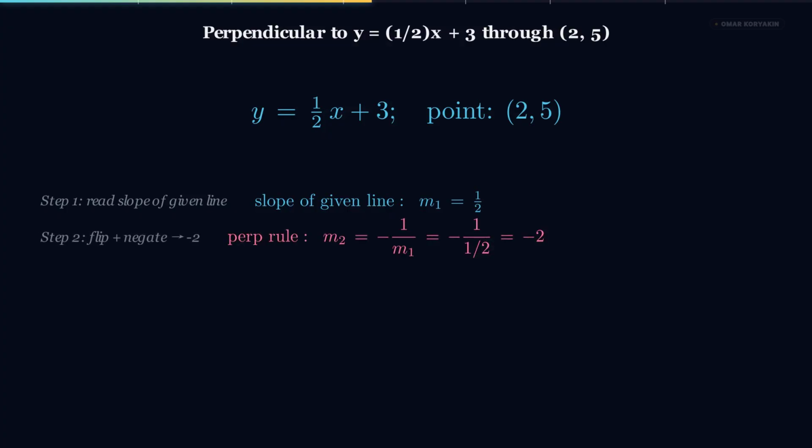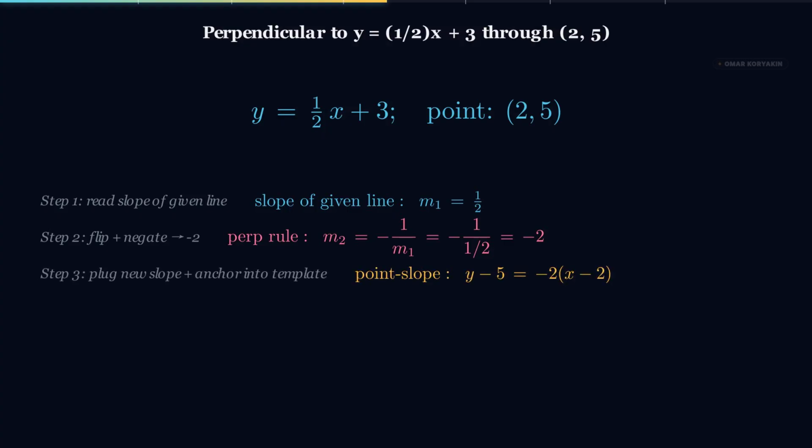Step 2. Apply the perpendicular rule. The new slope is -1 over the original slope. -1 over 1/2 equals -2. So the new slope is m equals -2. The new line tilts steeply downward to the right, perpendicular to the gentle upward tilt of the given line.